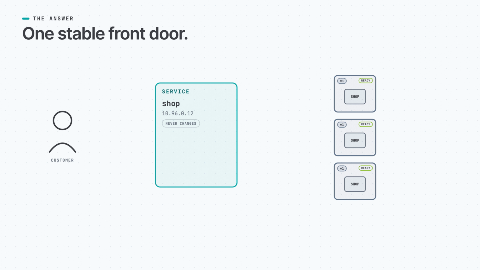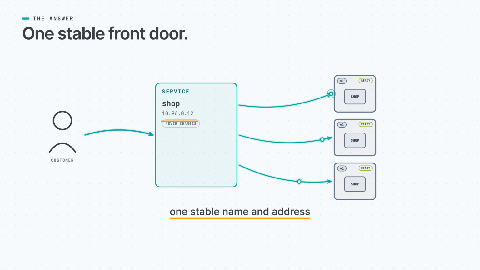They call a service. A service is one stable name and address that never changes, standing in front of a group of pods that always do. Customers talk to the door. The door finds whoever is working today.